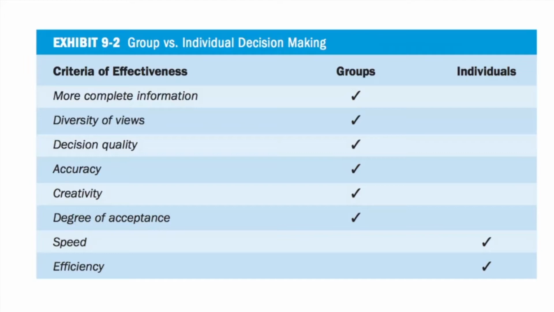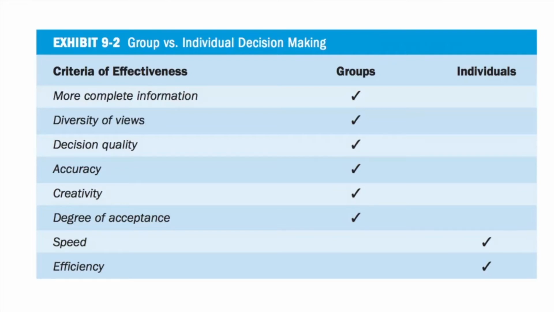The downside with groups is that it takes a long time to make a decision. Look at government. Government is an embodiment of group decision making. We elect people who act as a group that will make decisions on our behalf. It takes a long time to get a good decision, because all of the pluses we talked about, more complete information, diversity of views, higher quality, more accuracy, more creativity, more acceptance, have to go through more eyeballs and more people questioning, and it slows down the decision-making process. So speed is not such a good thing with groups, and nor is efficiency.